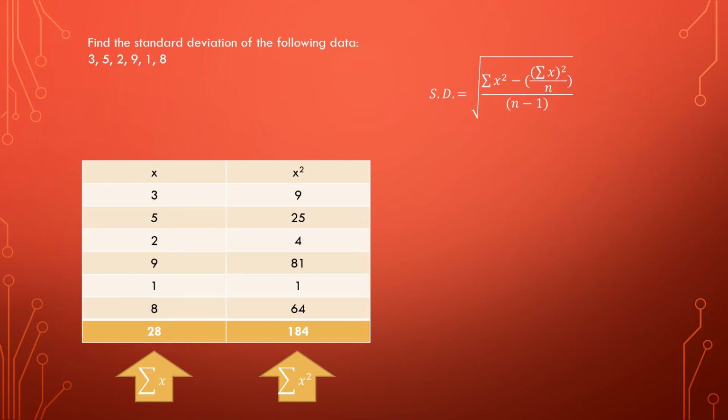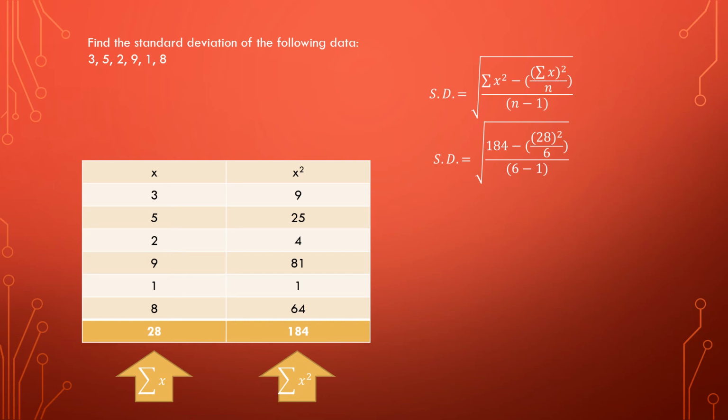What I'm going to start doing is trying to put what I've got into my formula now. And when I do that, it ends up looking like this. So my sum of x squared is the first thing. So my sum of the x squared column, so 184, minus the sum of x all squared, so 28 all squared, divided by 6, all of this over 6 minus 1. So again, depending on the type of calculator you've got, your calculator might be able to handle all of that to start with, but you'll need to be very careful where you put in your brackets.